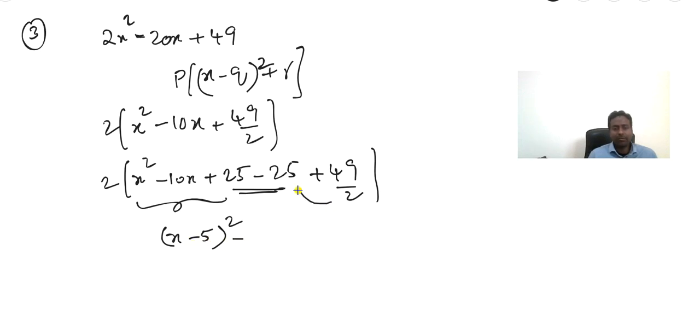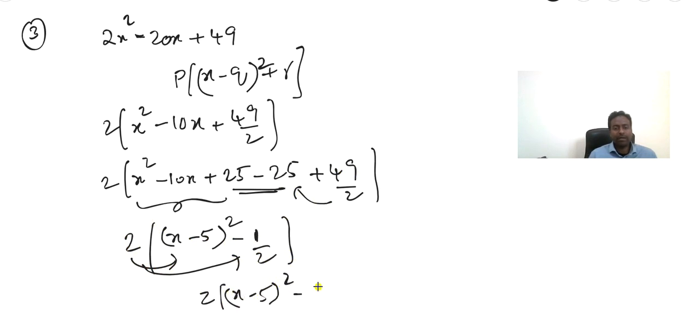And this one, upon simplification, minus 50 plus 49 will give you minus half, minus 1 by 2. And now upon multiplying this one, that's your final answer: 2 into x minus 5 whole square minus 1. So what would be the turning point now? As earlier we were getting positive, so we took negative. If it is negative, it means 5, and this one won't change. So this is your turning point for this quadratic polynomial, which we have converted to completing square, as well as we found the turning point.